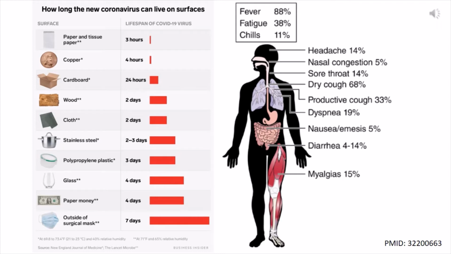On cardboard, SARS-2 lasted 3 times longer than SARS did, 24 hours compared to 8 hours. Temperature and humidity play a big role in how long the virus can survive. An increase in temperature from 21 degrees Celsius to 30 degrees decreased the lifespan on steel surfaces by at least half.